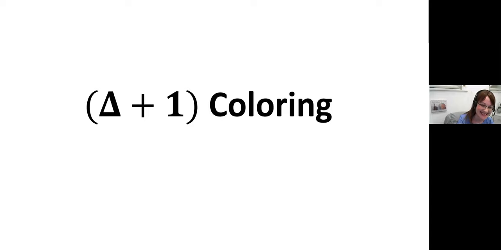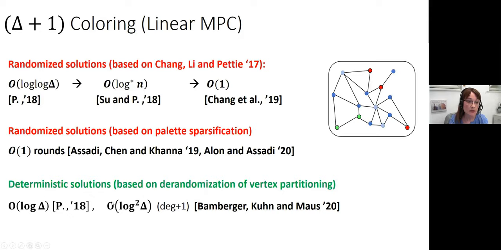Okay, thanks. So the second problem that I would like to present some thought of deterministic graph specification for is the delta plus one coloring. And actually here we see the more dramatic effect when we consider the linear MPC setting. So let me actually start by reviewing what we know about this delta plus one coloring problem.